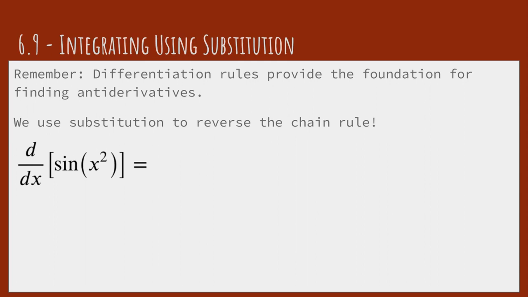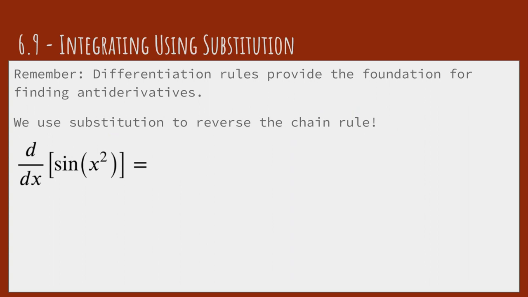So keep in mind that our differentiation rules are going to provide the foundation for finding antiderivatives. So most of the differentiation rules that we have, we're going to reverse in some way. So in order to reverse the chain rule, we're going to use something called substitution. And substitution is exactly what it sounds like. You've done algebraic substitution many times in the past, but we're going to look at how that applies to finding antiderivatives.